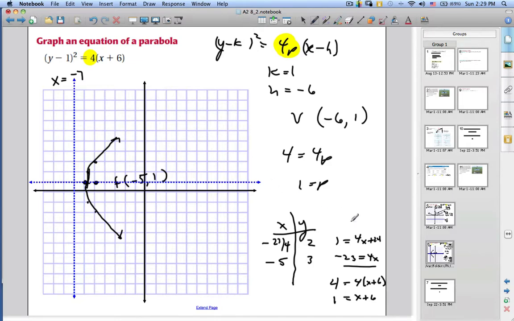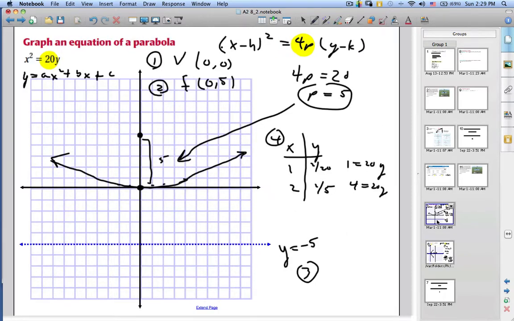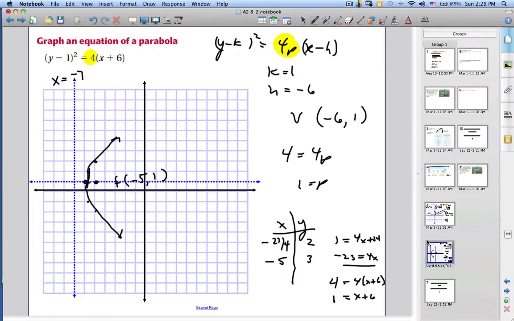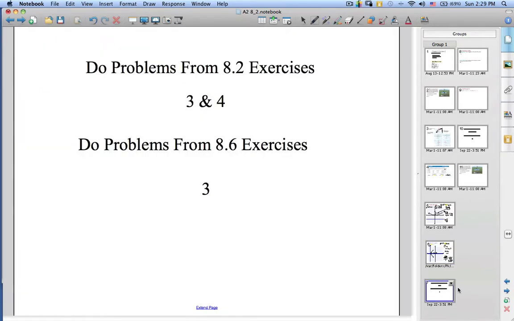Okay, so I found my vertex, my focus, my directrix, and I did an input-output table so I could draw this. So it doesn't make any difference whether we're centered at 0, 0, like this problem, or whether we're centered some other location. Just remember that p is a distance that I travel from the vertex. Okay, once I've done that, I can find the rest of my parts.